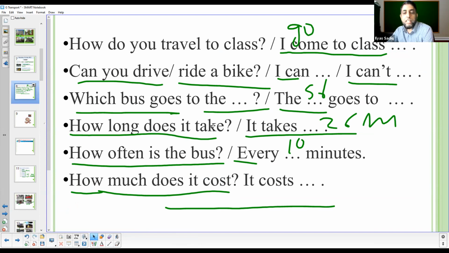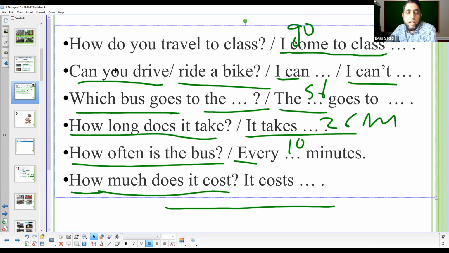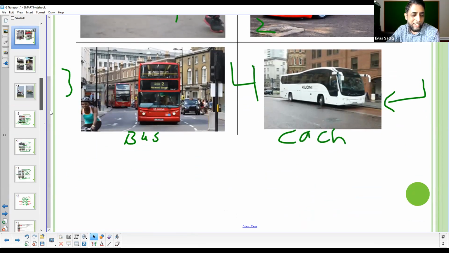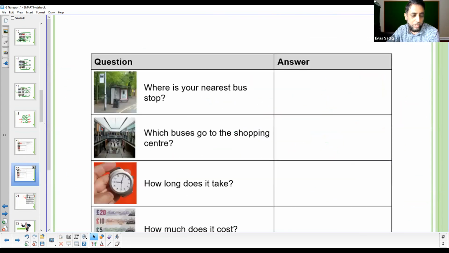Look, these are the questions that you can ask if you want to. And you can ask, can you ride a bike? Where do you go by bike? You can ask many more questions. Okay, how long does it take? You can add this question. And you can also say, how often do you go there? And so on. You can just add more questions to it.